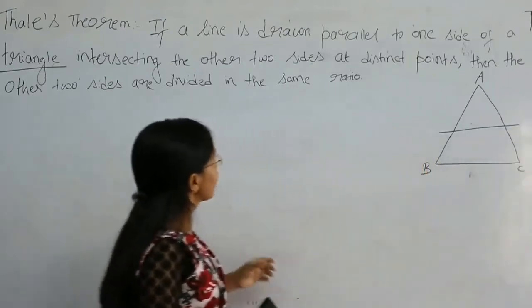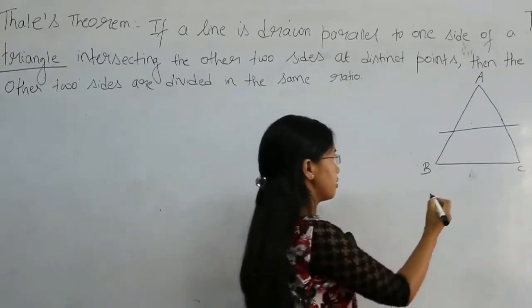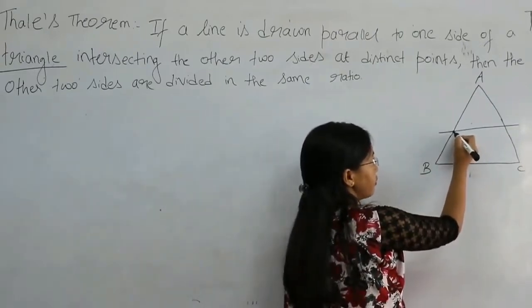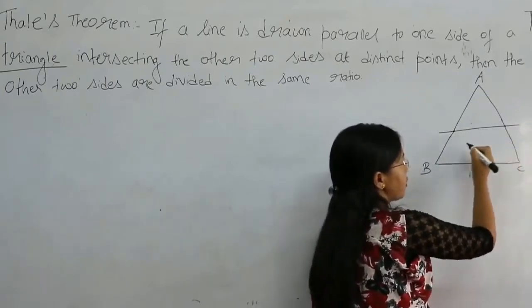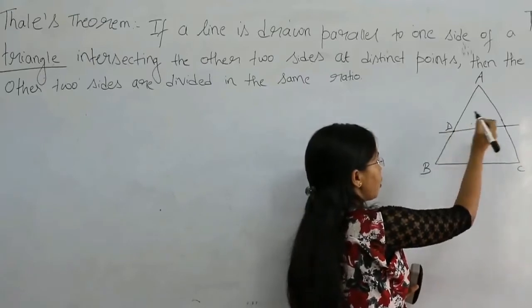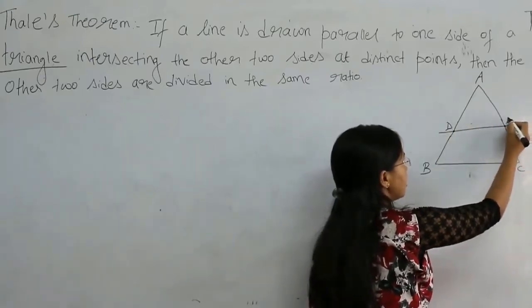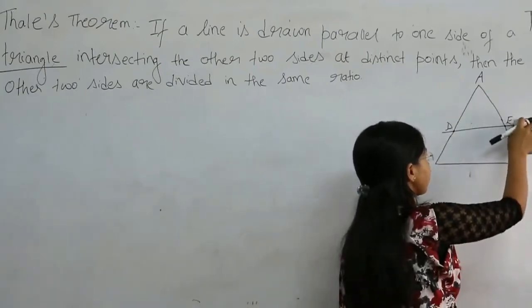What happened to this line intersecting the other two sides at distinct points? So this line meets the side AB at this point and the side AC at this point. So these two points are different. So let us name this point as point D and this as point E.